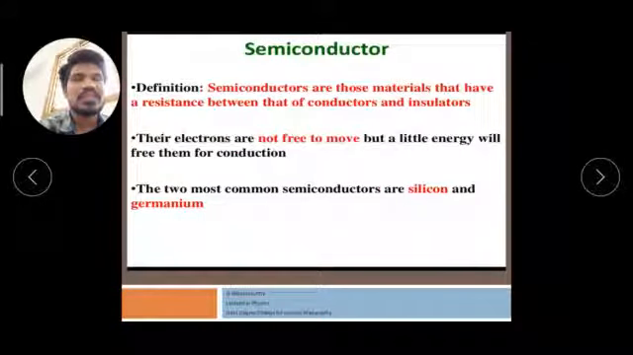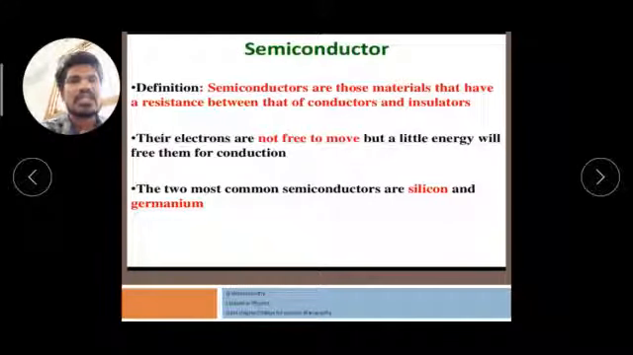Now you see the definition of semiconductors. Semiconductors are those materials that have a resistance between that of conductors and insulators. Their electrons are not free to move, but a little energy will free them for conduction. The two most common semiconductors are silicon and germanium.